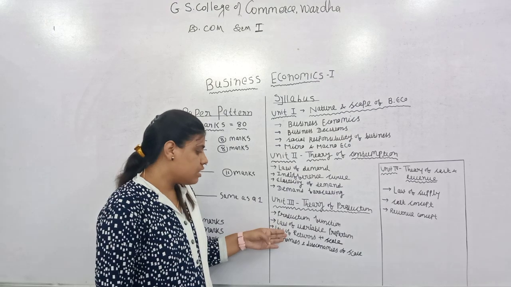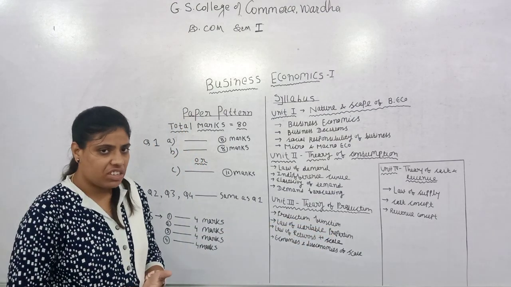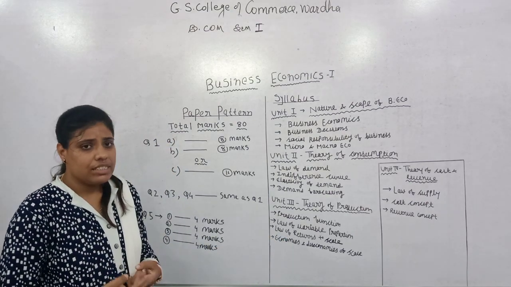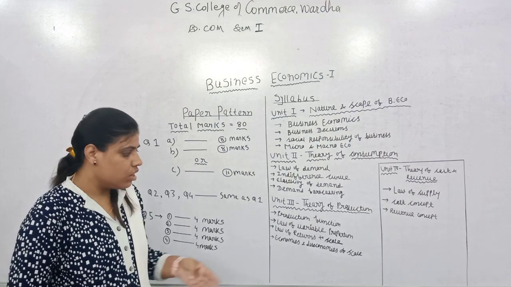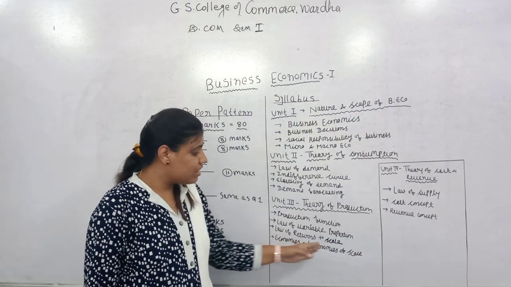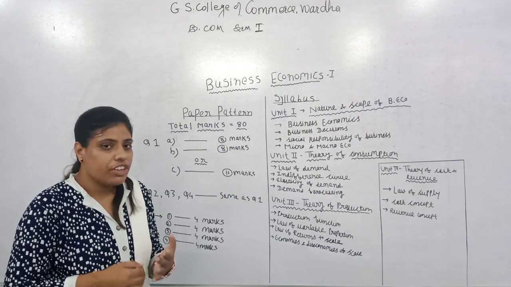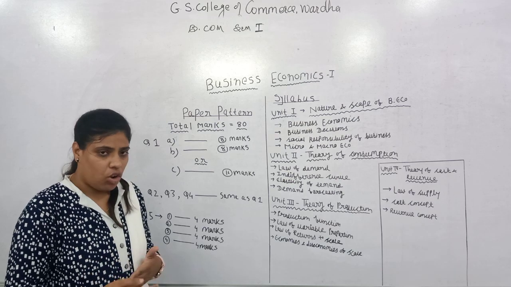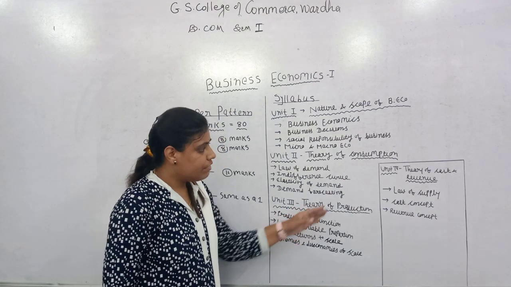Then the third chapter under the same unit would be the law of returns to scale, which is also known as long-run production function. And under this chapter we will be studying the concept of law of returns to scale, then assumptions, significance, exceptions. Okay, then the fourth and the last chapter under this unit would be the economies and diseconomies of scale. Under this chapter we would be seeing the meaning of economies and diseconomies of scale, and the internal and external economies and diseconomies of scale. Then here the third unit will be over.